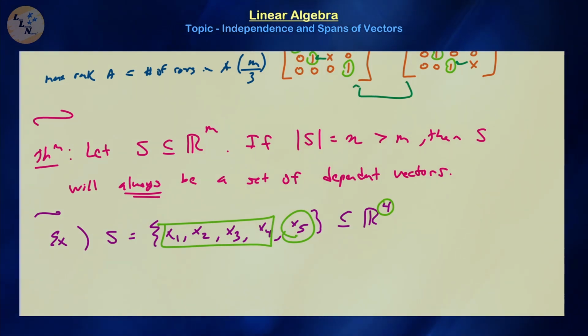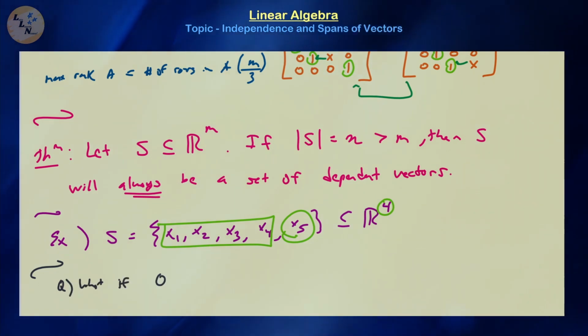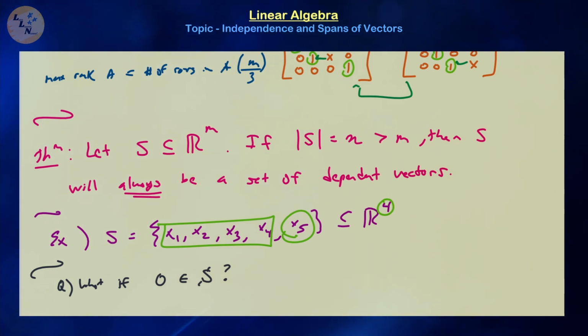And also another interesting thing that you may want to think about, question: what if the 0 vector belongs in that set S? Will that always be a dependent set? Will it sometimes be an independent set? While you think about that, keep in mind today we just talked about linear combinations, spans of vectors, and sets of dependent and independent vectors from the perspective of linear combinations, and how we can assess a set of vectors as being dependent or independent via the reduced echelon representation.